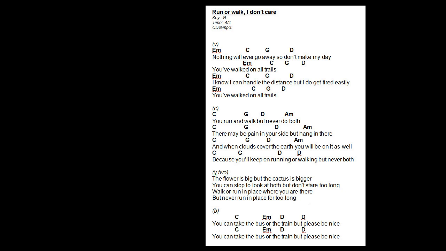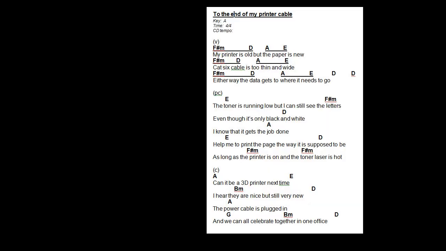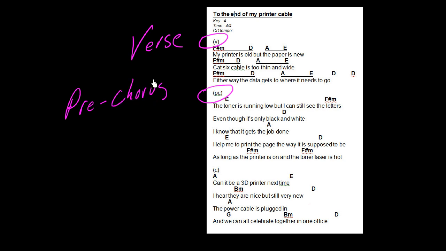Okay, so put up another song. We'll get rid of that one. Here we go. So, once again, you see there's a verse. Here, okay, so there is what's called a PC. That stands for pre-chorus. That just means that's a section that comes right before the chorus.